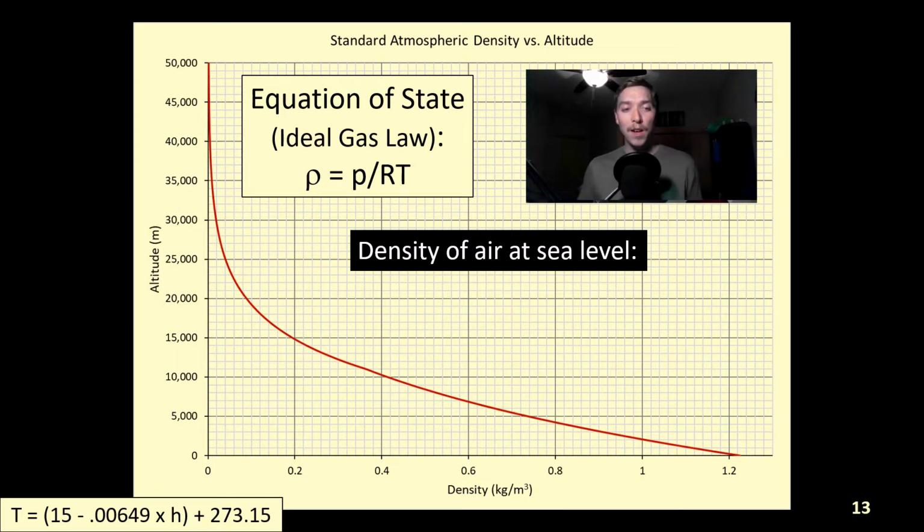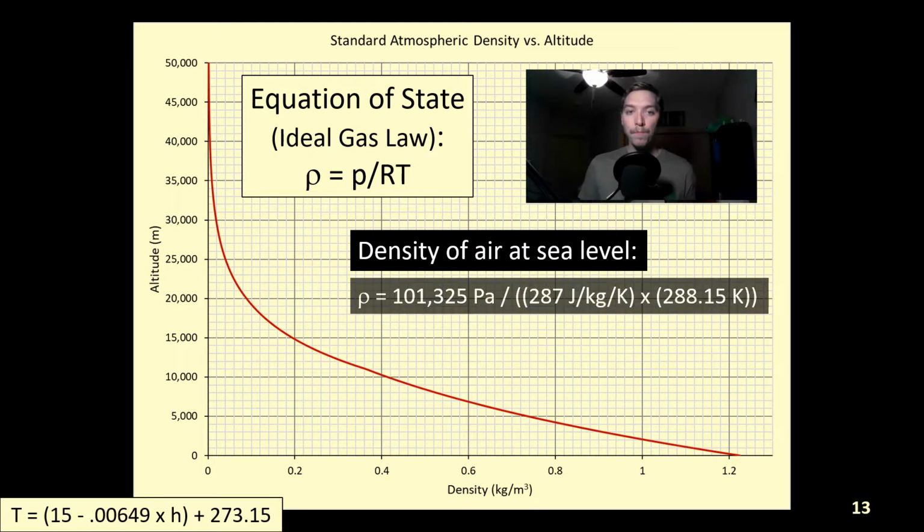So we see here, the base equation is 15 minus 0.00649 times h, where h is that altitude value. And then those are in degrees Celsius within the brackets. To convert it to Kelvin, that's why we have that other portion at the end there, adding 273.15. That's to get it from Celsius to Kelvin.